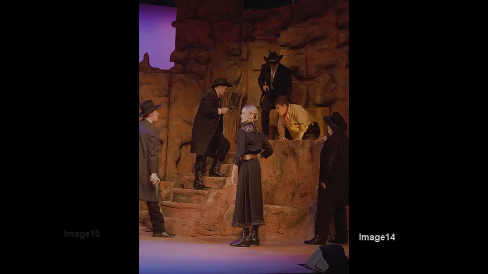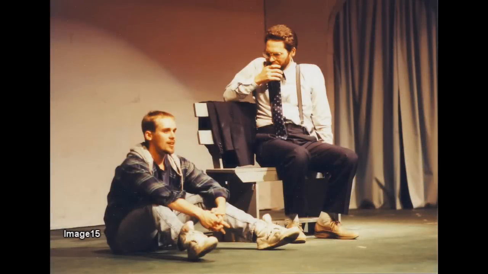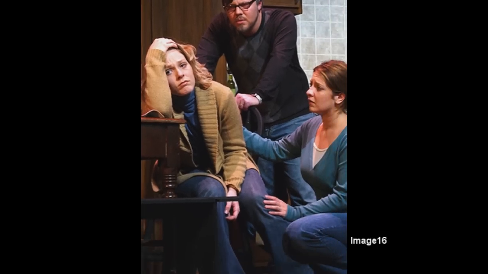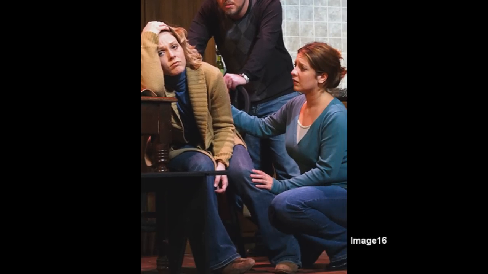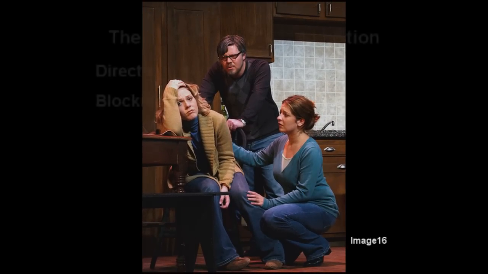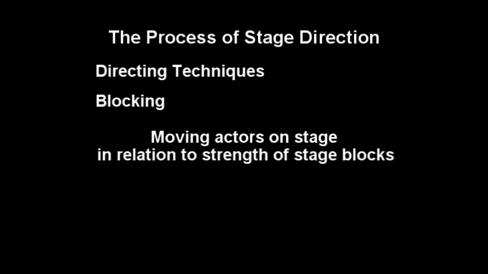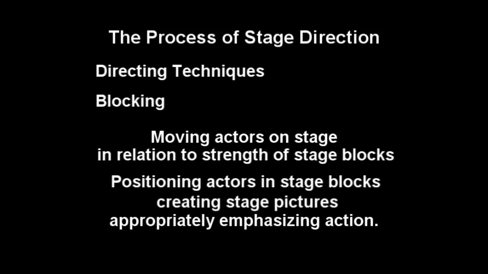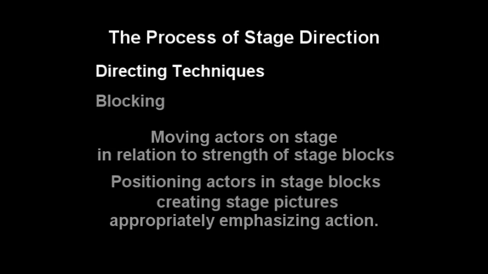the level is raised. The director also takes this into account when he blocks the actors in relationship to each other. He may have an actor standing and another sitting. He may block an actor in a crouching position, which changes the relative strength of the actor on stage and can also create an interesting stage composition. So stage blocking is the process of moving the actors on stage with respect to the strength of the blocks on stage and positioning them in such a way that they will create stage pictures that will put the appropriate emphasis on the action on stage.